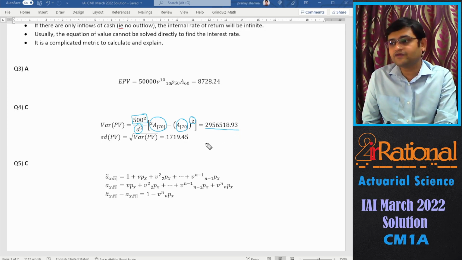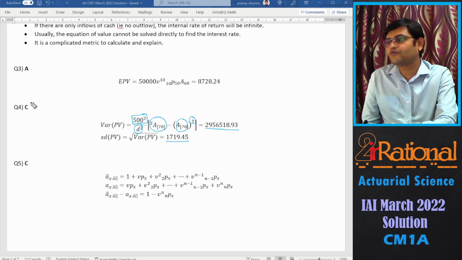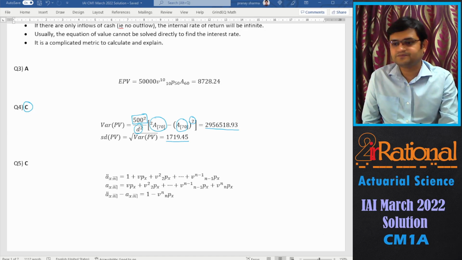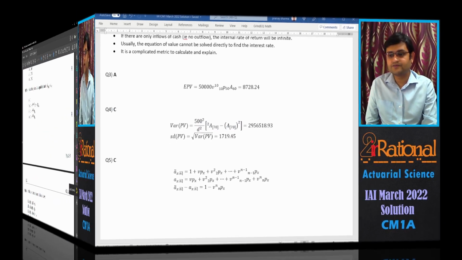We wanted the standard deviation, so we will take the root and we get 1719.45. That is option C. Let's see question number 5.